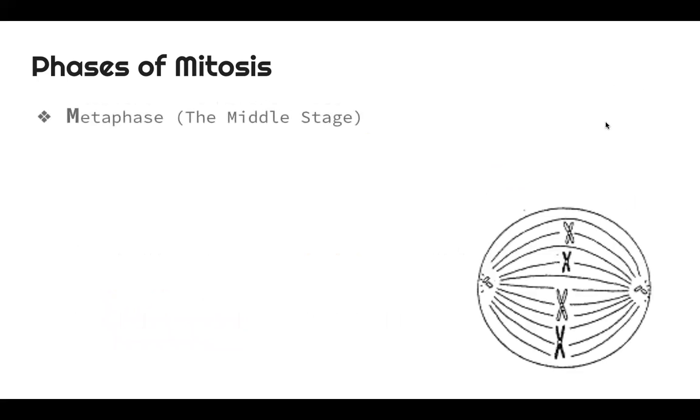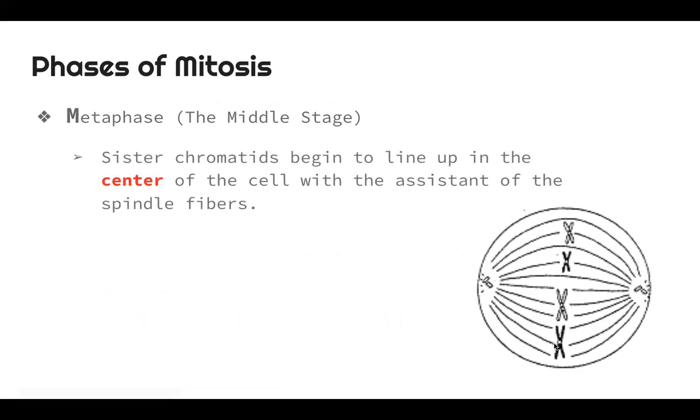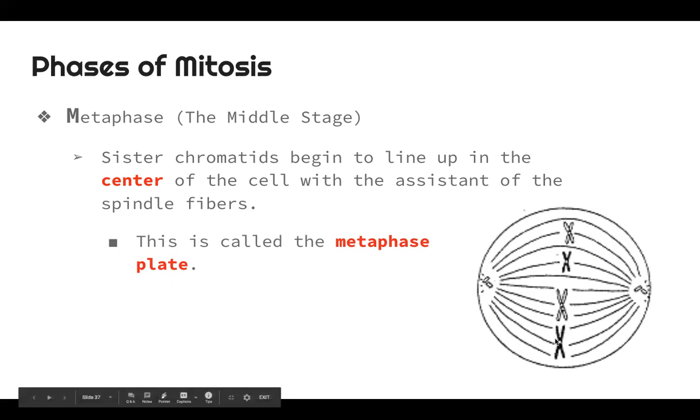So next we have metaphase. So you can see all of these chromosomes are lined up. They have these spindle fibers from the centriole over to the centrosome, okay? So the sister chromatids line up at the center of the cell, and what helps them to do that is the spindle fibers. This is called the metaphase plate, okay?